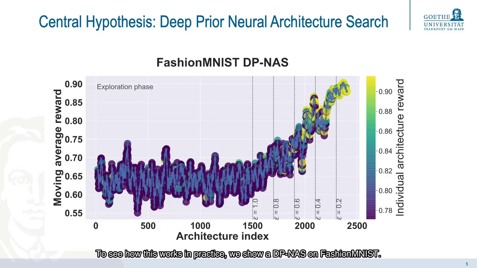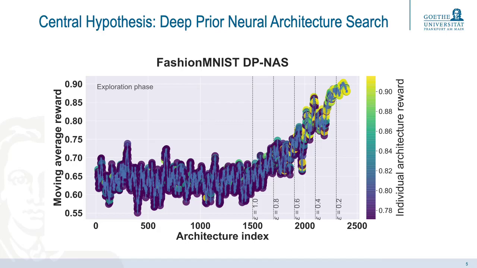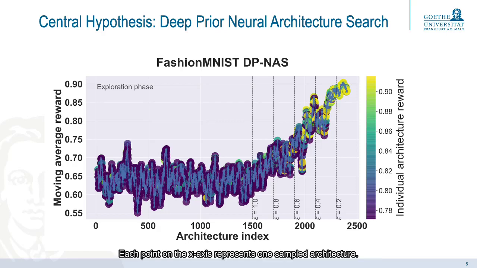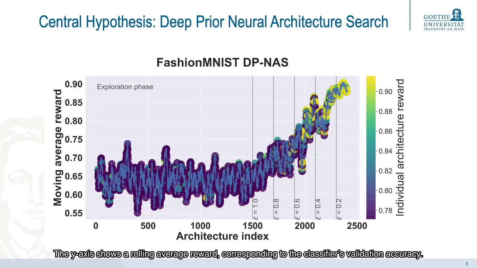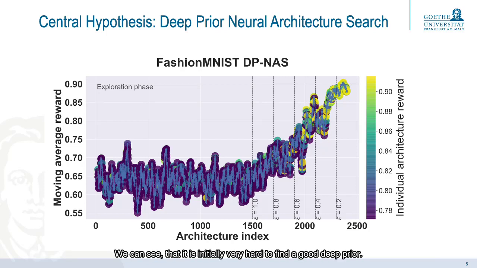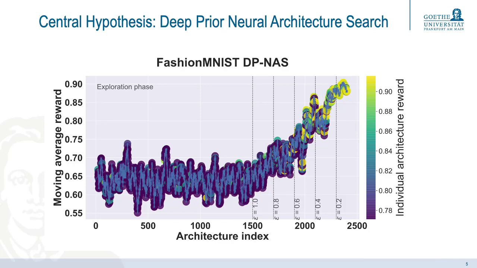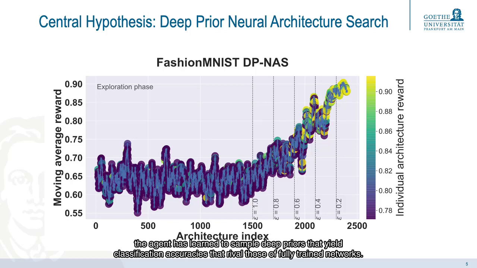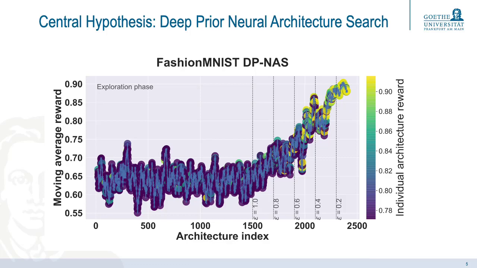To see how this works in practice, we show a DPNAS on Fashion MNIST. Each point on the x-axis represents one sampled architecture. The y-axis shows the rolling average reward, corresponding to the classifier's validation accuracy. In addition to this moving average, each point is color-coded to represent the individual architecture's accuracy. We can see that it is initially very hard to find a good deep prior. However, towards the end of the search, the agent has learned to sample deep priors that yield classification accuracies that rival those of fully trained networks.